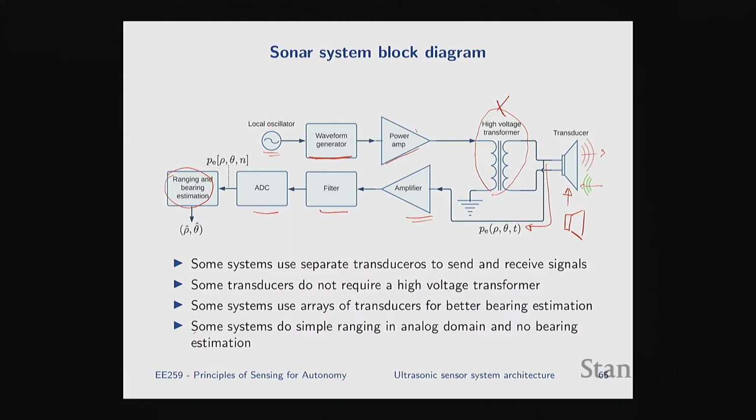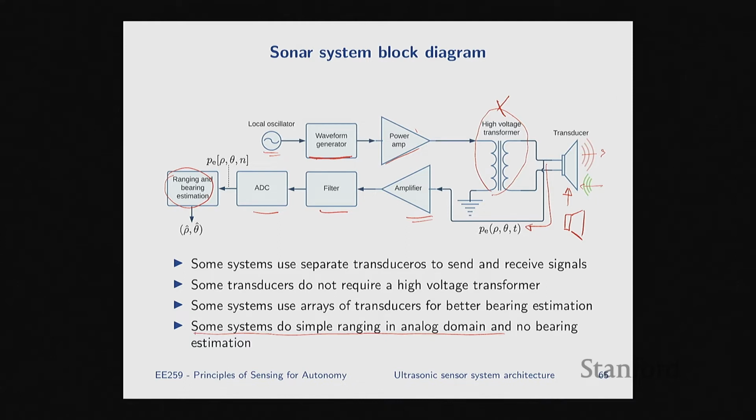We are talking about this point, right? It's do simple ranging in analog domain. So in some cases, if you're not interested in doing full mapping, for instance, one example is the parking assist sensors, where you only want to detect proximity, okay?